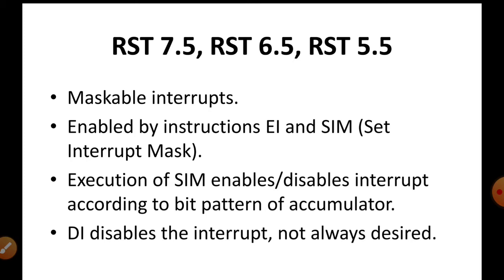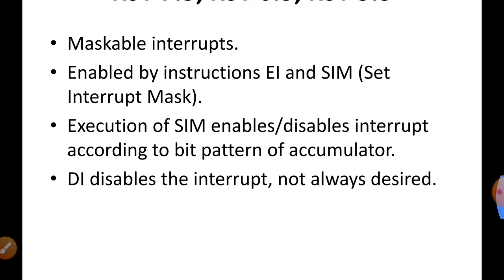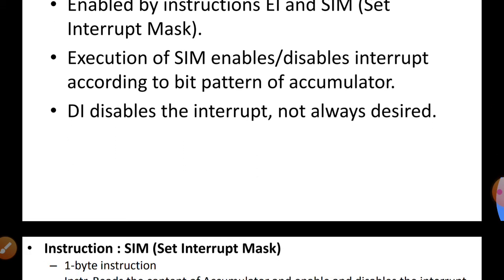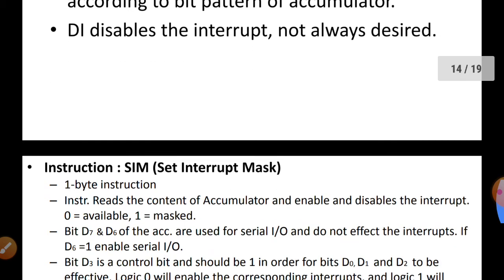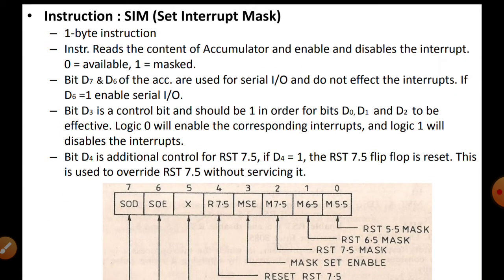So, we have to load a certain value in the accumulator, and what the SIM instruction used to do is read the content of the accumulator and then inform the microprocessor which interrupt line is masked and which interrupt line is available, and the DI instruction simply disables the interrupt. So, let us now discuss the SIM instruction.